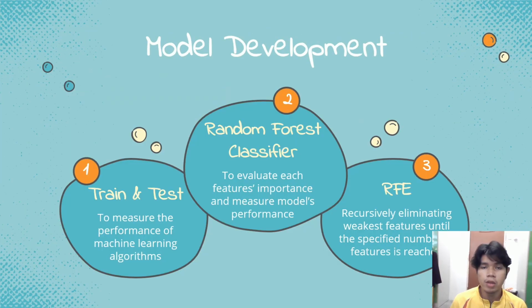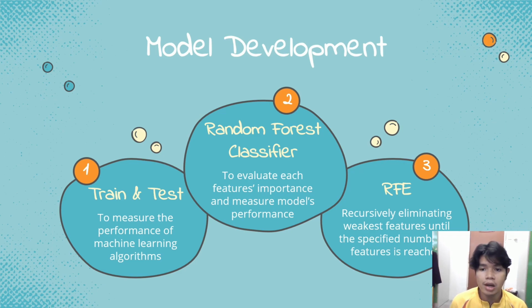For the model development, there are three main things that I'm going to mention in this part. The first one is train and test. It is to measure the performance of machine learning algorithms. The second one is the random forest classifier. It is to evaluate each feature's importance and measure the model's performance.